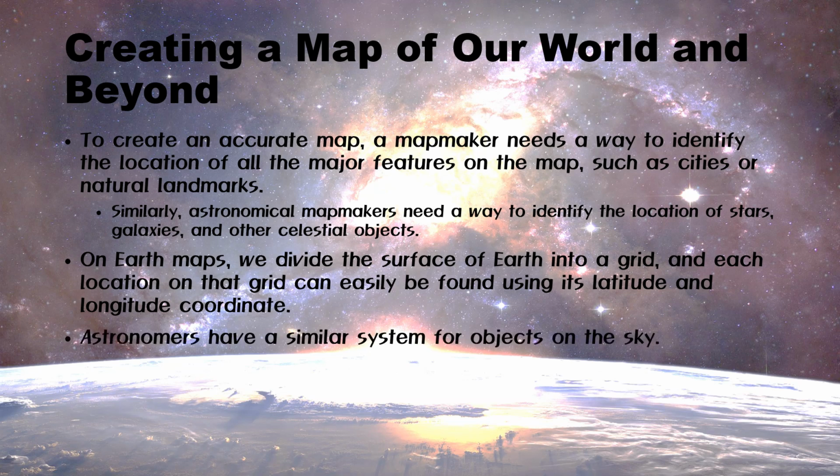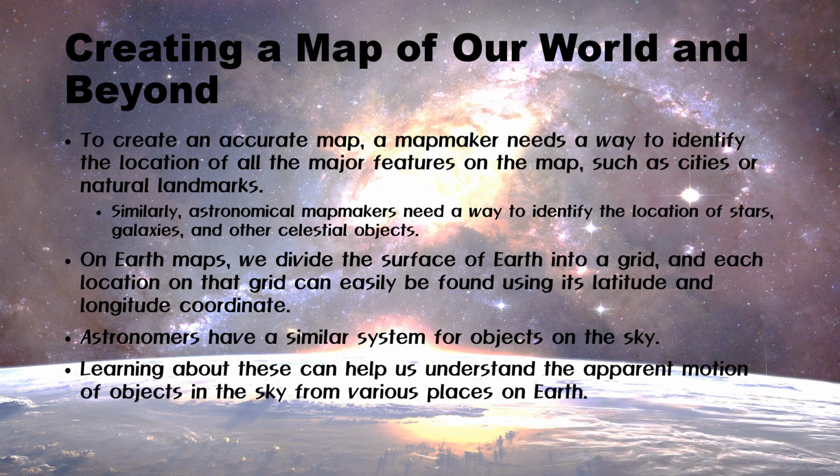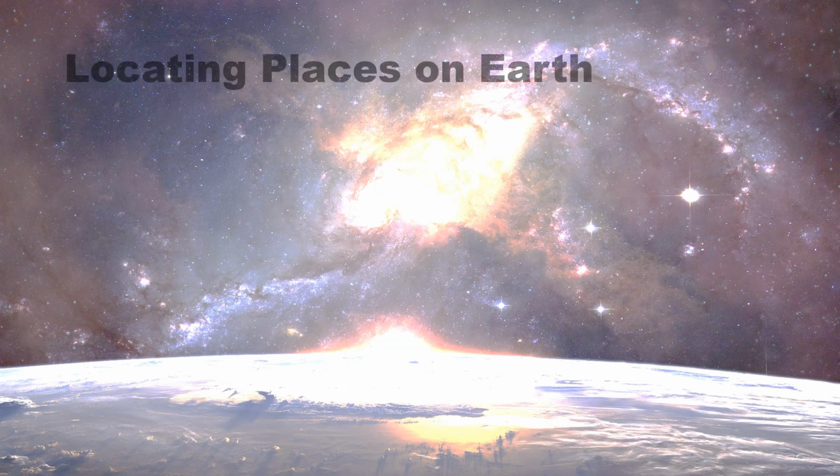So astronomers are going to apply a very similar system here for objects that we can see from Earth in the sky. Now, learning about these different approaches can help us understand the apparent motion of objects in the sky from various places on Earth. So let's start locating some places on Earth. How would we do this on Earth? And then we can apply that to our stars.